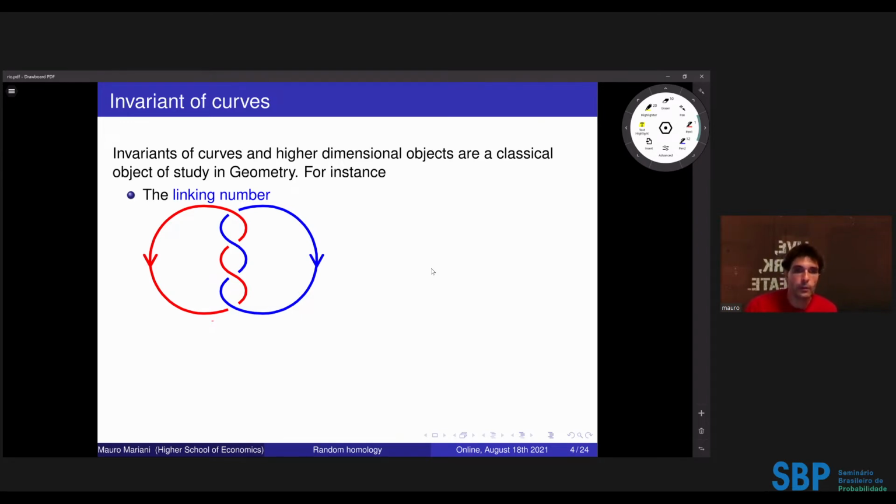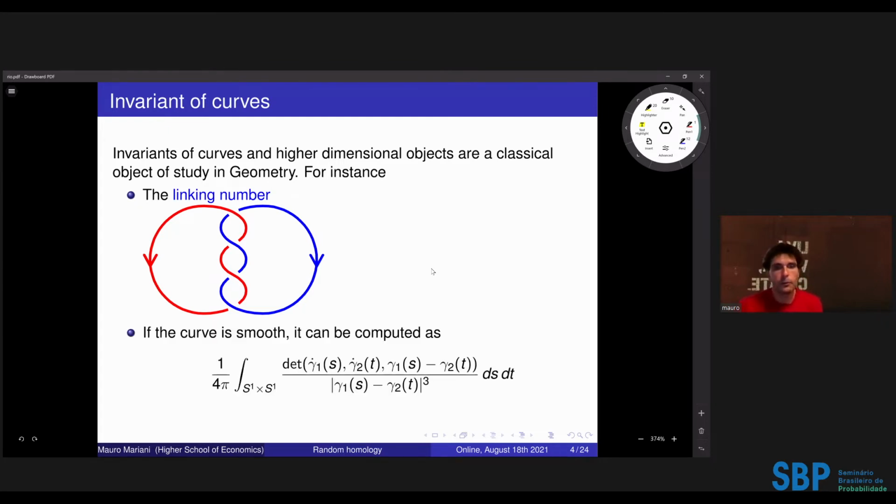And of course, if you make some continuous deformation, this doesn't change, right? Unless you unlink these knots. What is nice is that there is a differential description of this number. For instance, in R^2, you just integrate. Here the curves are closed, so S^1 is just the parameter, S and T, of these curves. This is gamma 1 and gamma 2, these two curves.